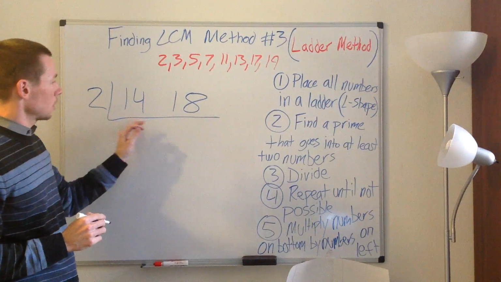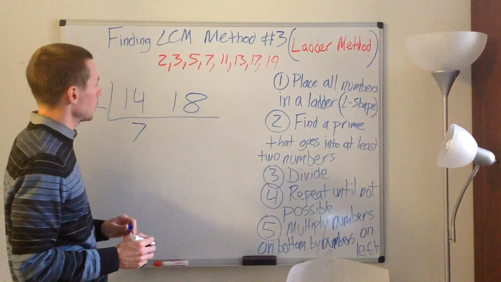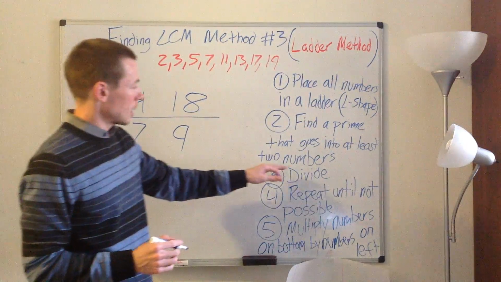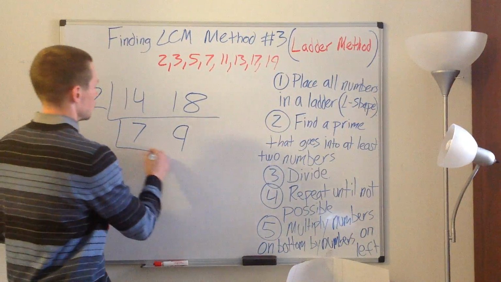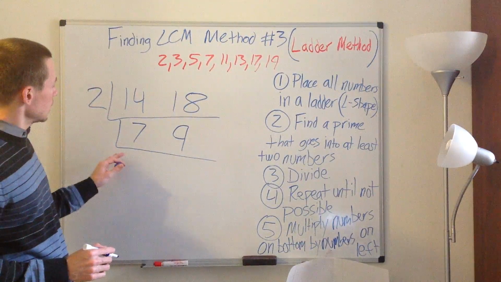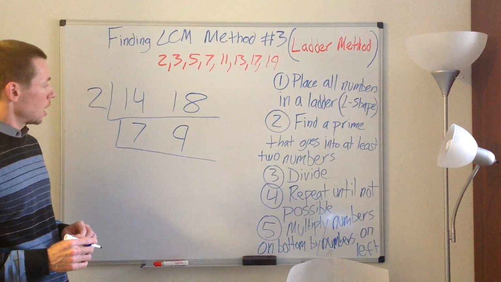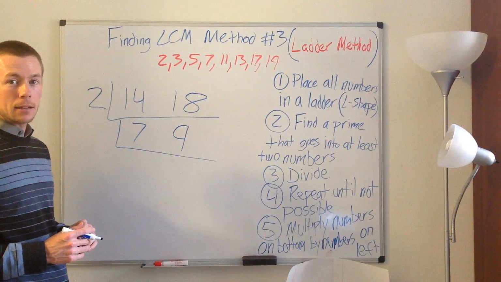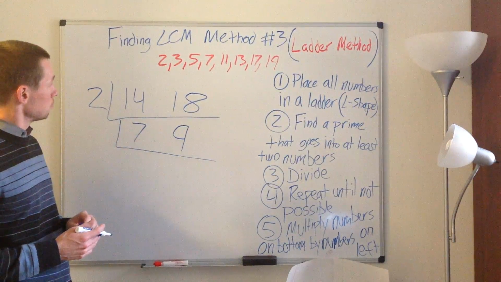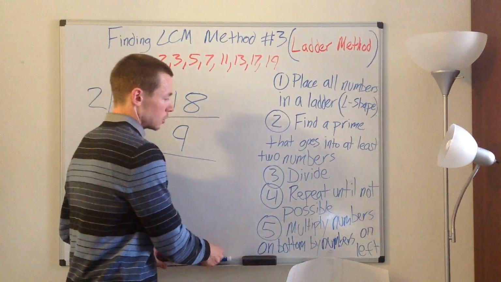How many times does 2 go into 14? This is step 3. It goes in 7 times. How many times does 2 go into 18? 9 times. So we did step 3, divide. Draw another ladder and repeat until not possible. Is there a prime that goes into both 7 and 9? Nope. 7 goes into 7, but not 9. 3 goes into 9, of course, but 3 does not go into 7. That's it. So it's not possible anymore.